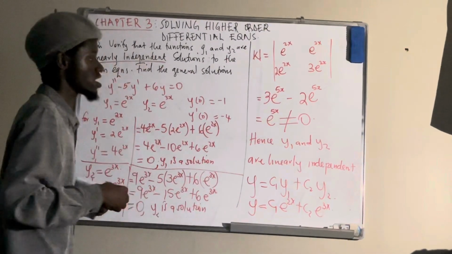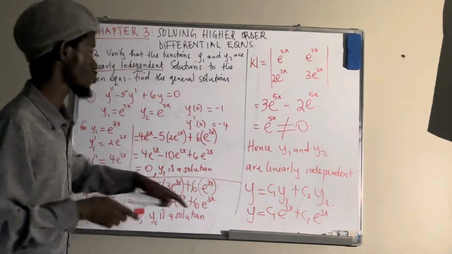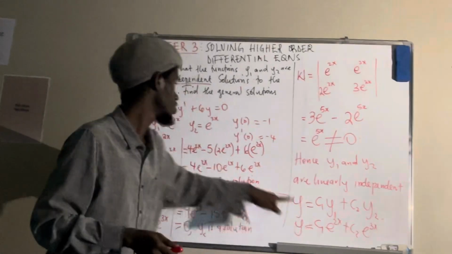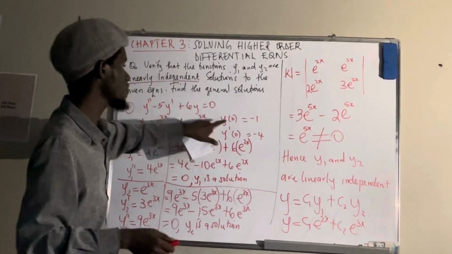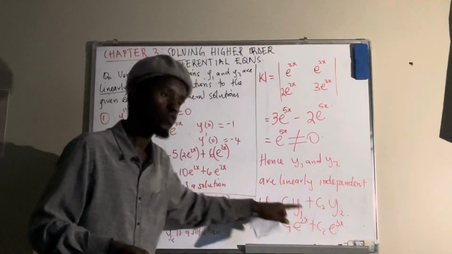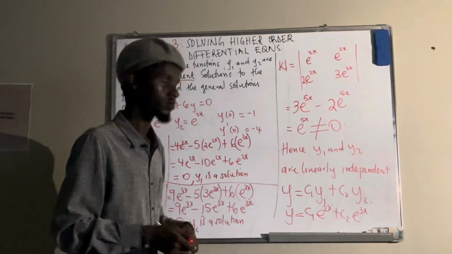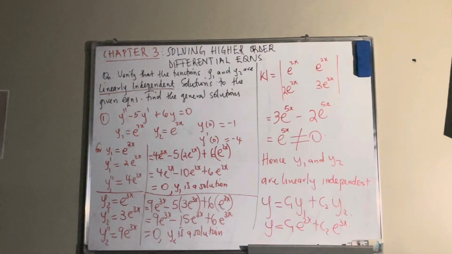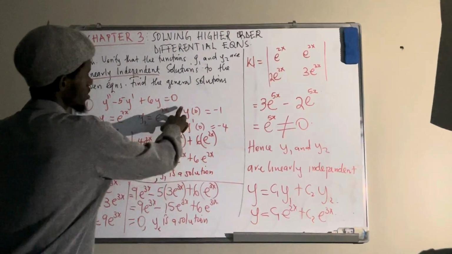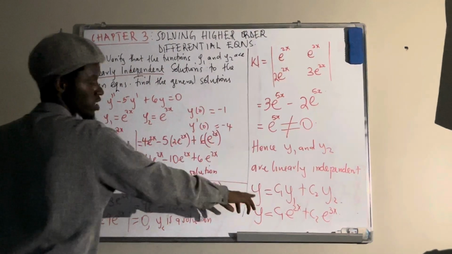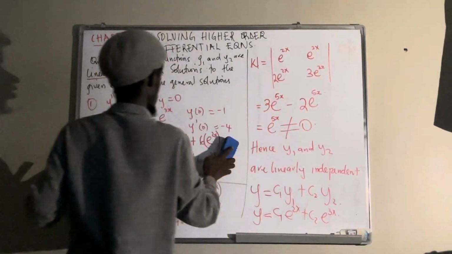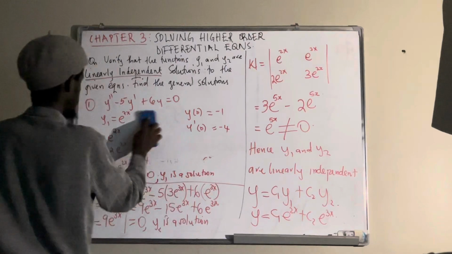Now, this is the general solution to this differential equation. But since I'm given these two conditions, I'm able to get the value of C1 and the value of C2 from this equation. Let me put this aside so as to use these conditions to get C1 and C2. I leave out the conditions.